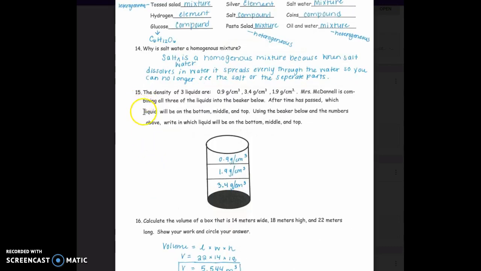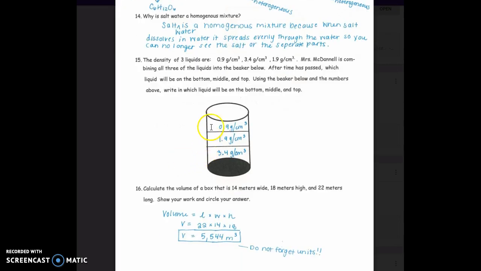All right, so number 15, the density of 3 liquids are 0.9 grams per centimeters cubed, 3.4 grams per centimeters cubed, and 1.9 grams per centimeters cubed. Mrs. McDaniel is combining all 3 of the liquids into the beaker below. After time has passed, which liquid will be on the bottom, middle, and top? So pretty much it looks like you just go from least to greatest. So the lowest is 0.9, that's the smallest, so that floats on the top. Then you have 1.9, that's in the middle, and then 3.4, that is the heaviest, the most dense, so it stays on the bottom.